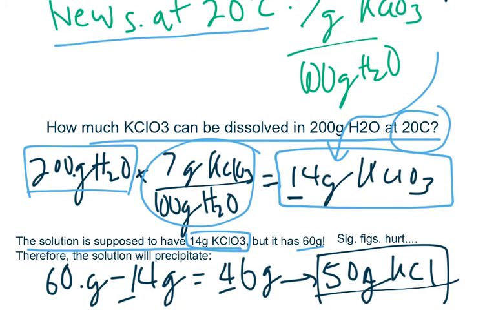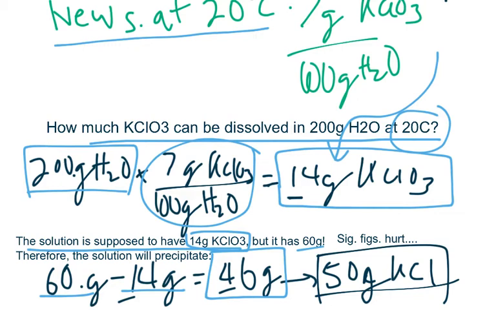So we have to find out how much will crystallize. So 60 grams, which is in the solution, minus how much there is supposed to be in the solution, will give us the amount that crystallizes out inevitably after a disturbance such as adding a salt crystal.